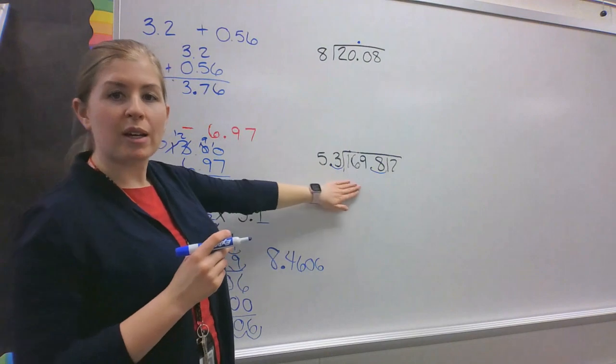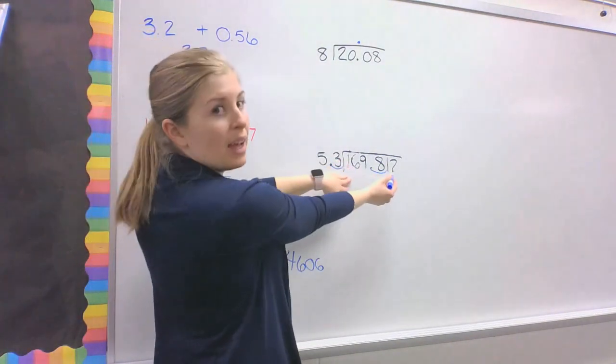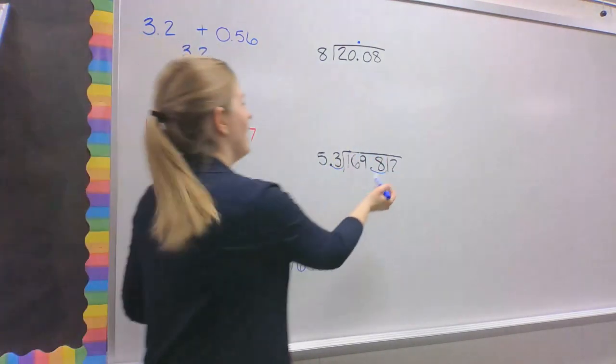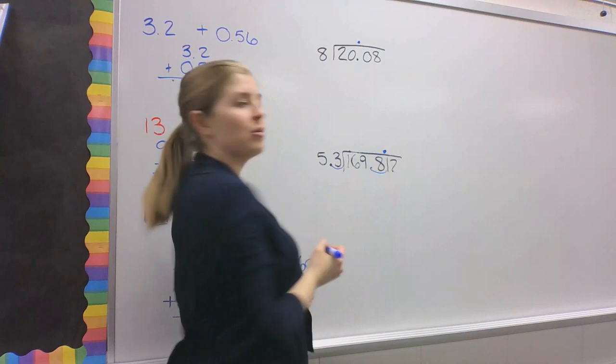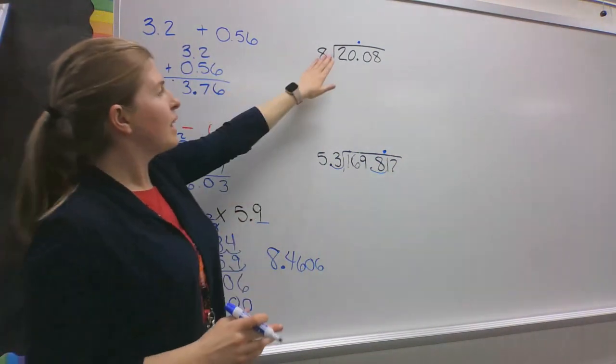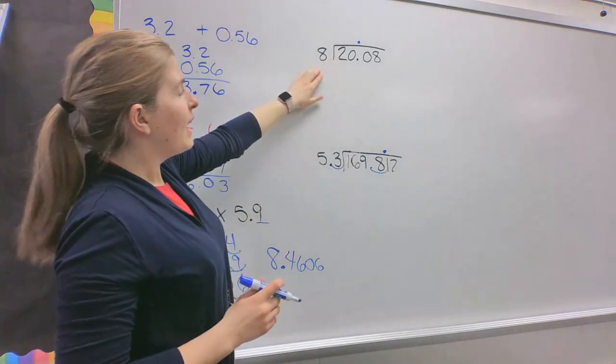So to move this decimal so it becomes 53 instead of 5.3, we'd also have to mirror that on the inside. So we'd move our decimal 1 over on the inside as well. And then that is where our decimal would be in our answer. So I'll go through this one and then this one. We have 20 and 8/100 divided by 8.